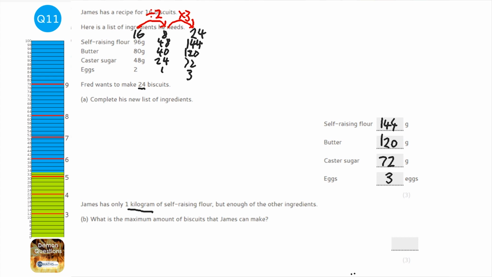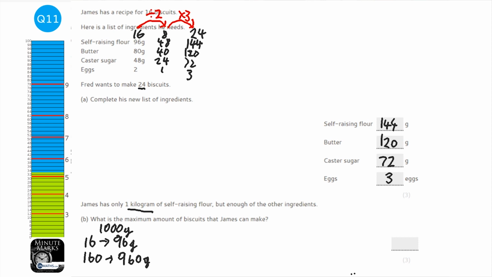Okay, next one says, I've got only a kilogram of self-raising flour, but enough of the other ingredients. So first thing to realize is that 1 kilogram is 1,000 grams. And we know for 16, we need 96 grams. So therefore, for 160, we will need 960 grams. So just times them by 10. Okay, so we've got 40 grams left.